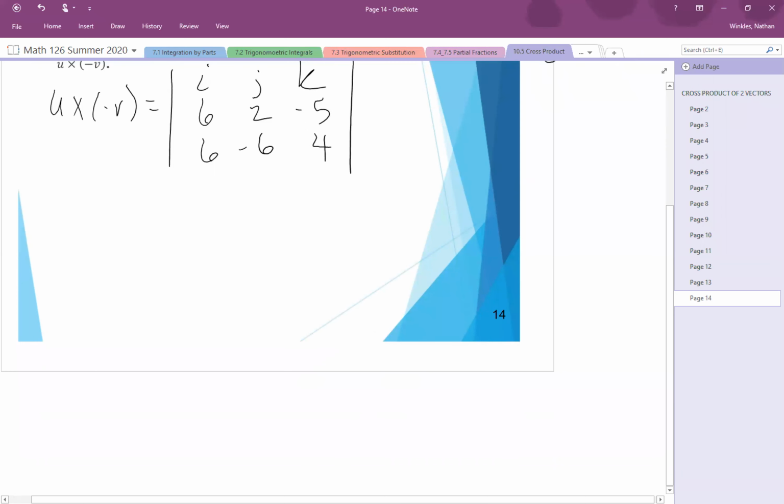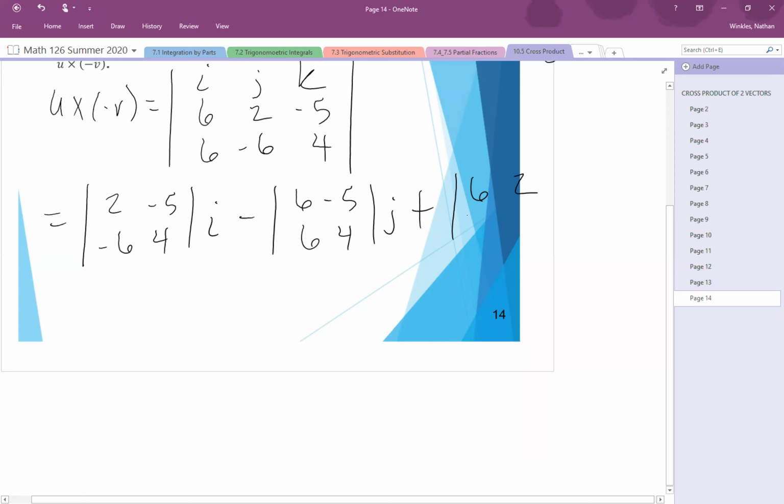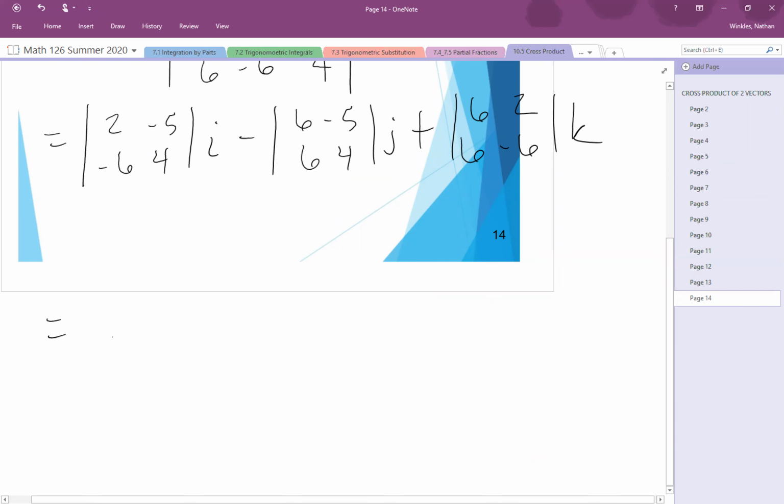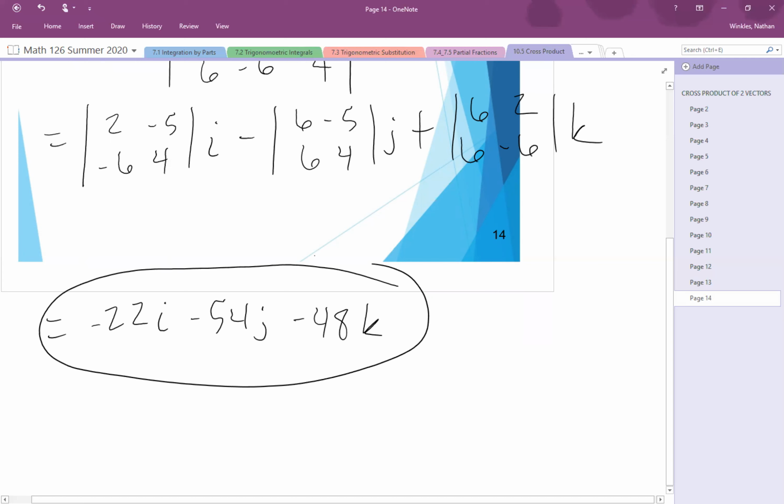So we're going to find our cross product just like before. So this is going to be 2, negative 5, negative 6, 4 times I minus 6, negative 5, 6, 4 times j plus 6, 2, 6, negative 6 times k. When we simplify this, we get 8 minus 30, so negative 22i. 24 plus 30 is 54, so minus 54j. Minus 36 minus 12 is minus 48k. Okay, so this would be our cross product of u cross negative v.